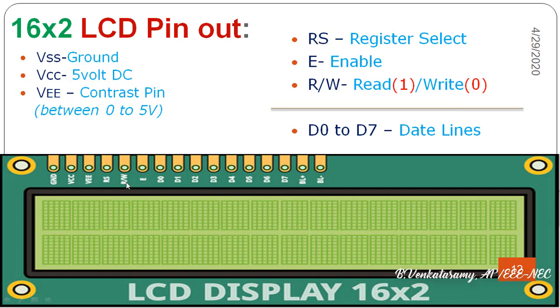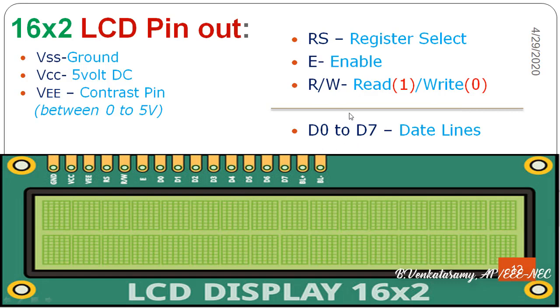Then the fifth pin is R bar W, read bar write. This pin should be 1 while reading instructions or data from the LCD, and it is 0 while writing data from the microcontroller. We always write data from the microcontroller, so it is always held at 0. Then the third signal is enable. To enable the data register or display register, we give the control signal enable. So these RS, enable and R bar W control signals are used for connecting the LCD with the microcontroller.